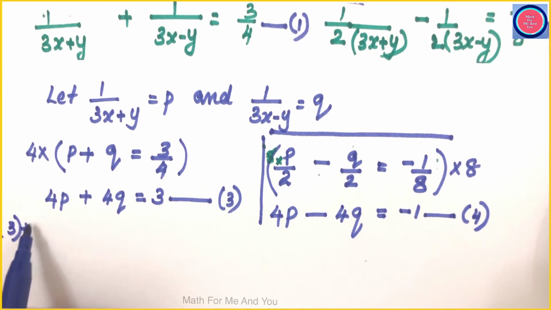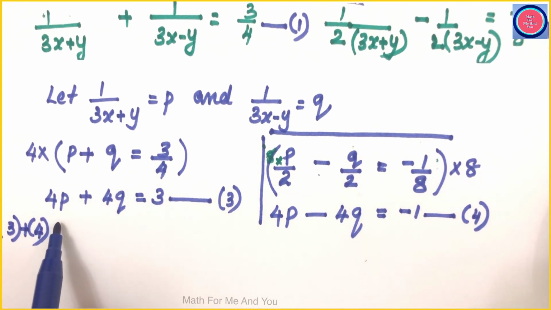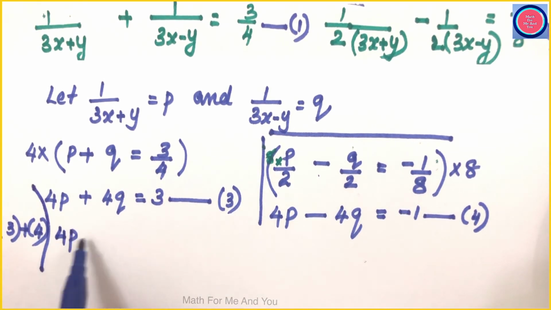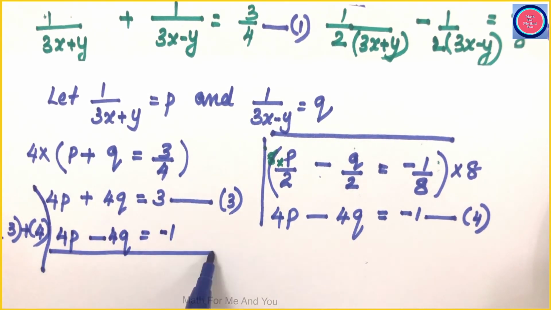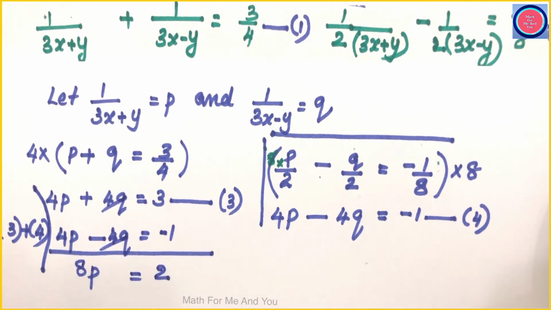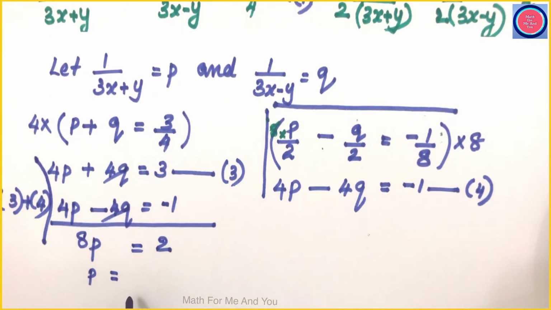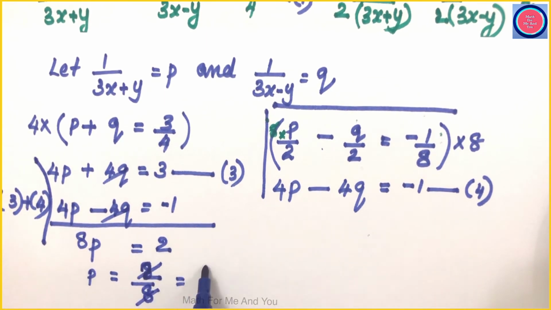Equation number 3 plus equation number 4. Write equation number 4 below the equation. What is that? Equation number 3, 4p plus 4q equals 3, and below it 4p minus 4q equals minus 1. What do we do here? Addition. 4p plus 4p, 8p. 4q minus 4q cancels. And 3 minus 1, it is 2. 8p equals 2. What is p? p equals 2 over 8. And 2 and 8 cancel. We get 1 over 4.